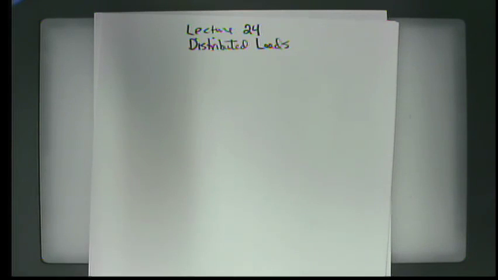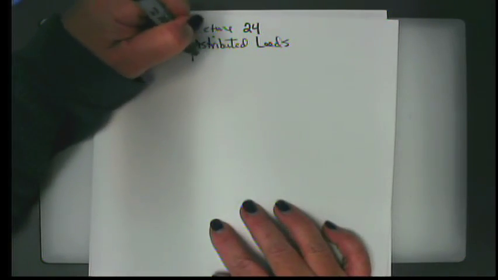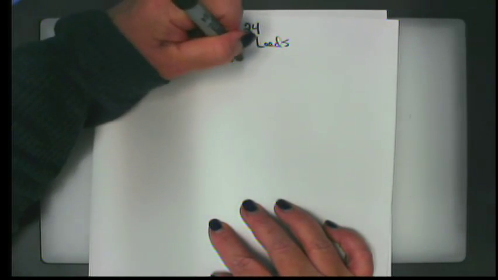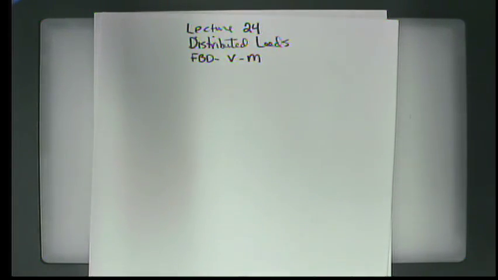Continuing through chapter 5, and we're going to talk about distributed loads. Then we're going to talk about doing that same process, the free body diagram, shear diagram, and moment diagram, using a problem with a distributed load.